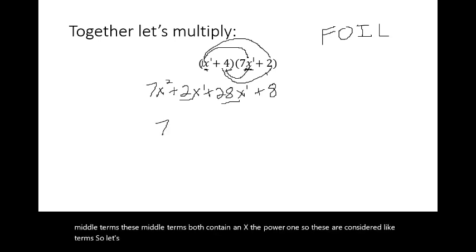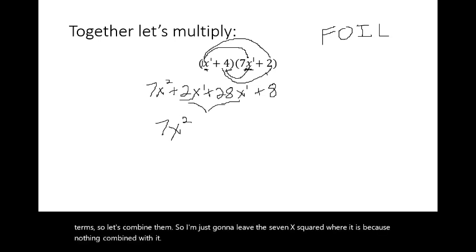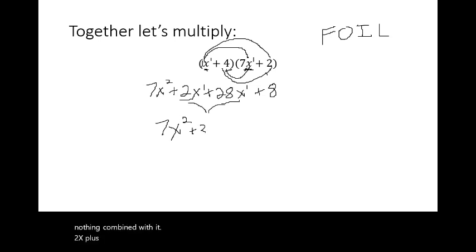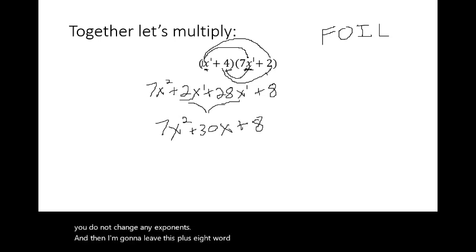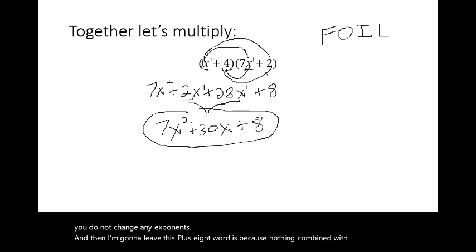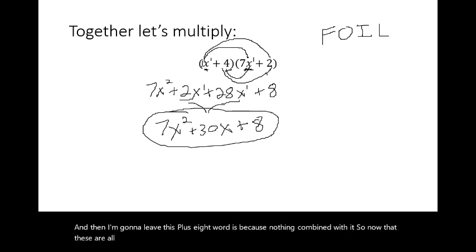So I'm just going to leave the 7x squared where it is because nothing combined with it. 2x plus 28x will be positive 30x, because remember, if all you're doing is adding terms together, you do not change any exponents. And then I'm going to leave this plus 8 where it is because nothing combined with it. So now that these are all unlike terms, this is now your final answer.